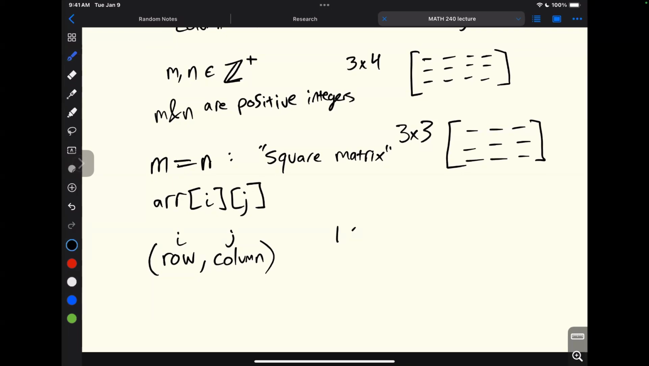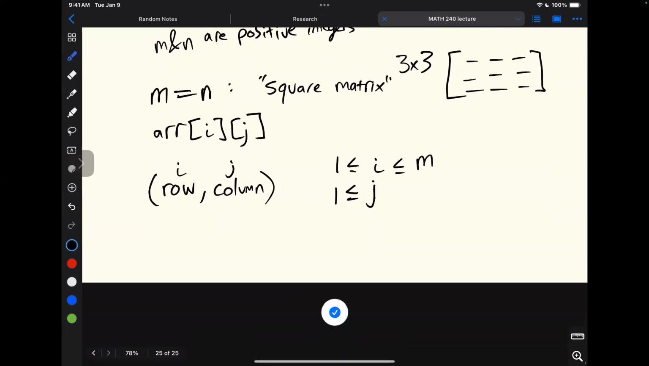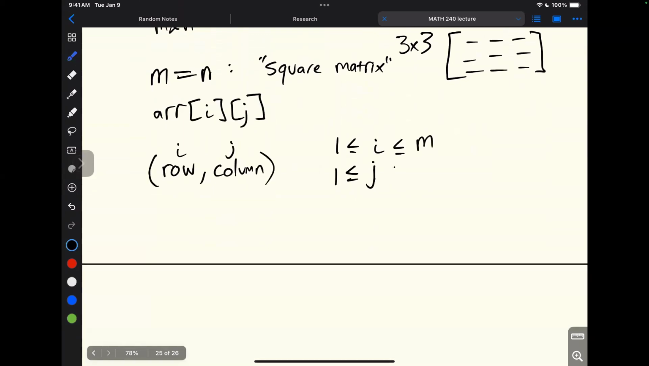And we've got restrictions. Both of them have to be greater than or equal to 1, obviously. And so if I is looking at rows and we use M for the size of our row, then I has to be less than or equal to M. And then for J, if we use N to be the size of our columns, then J also has to be less than or equal to N.